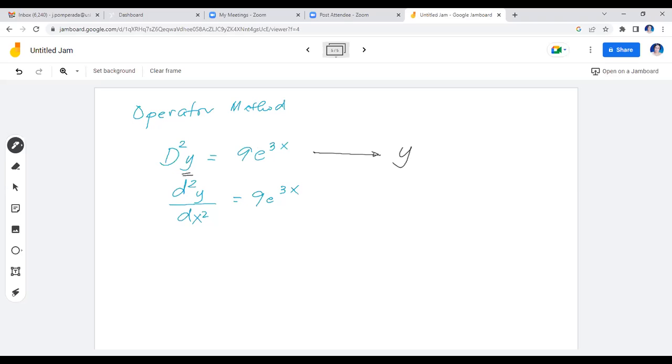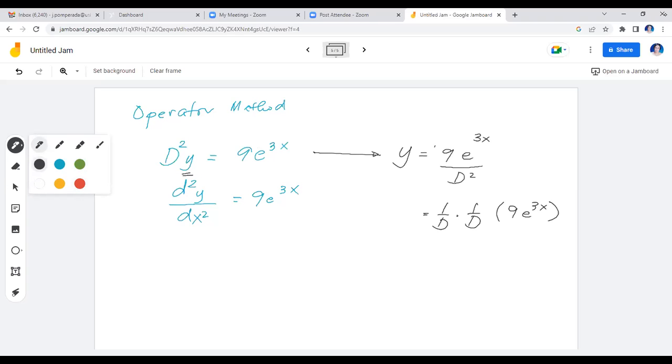It will be y equal to 9e raised to 3x, and you will have here D squared. It's just that you transfer that one in here. This could be written as 1 over D times 1 over D. I'll explain why I have expanded it like that. And I'll place this inside the parenthesis, e raised to 3x.